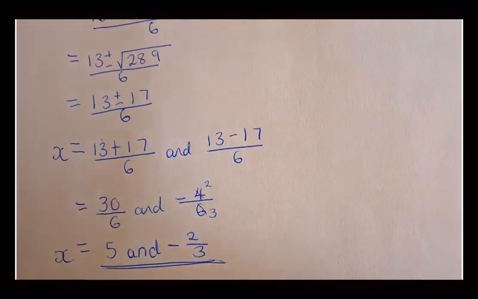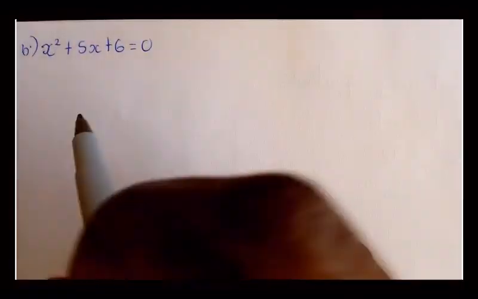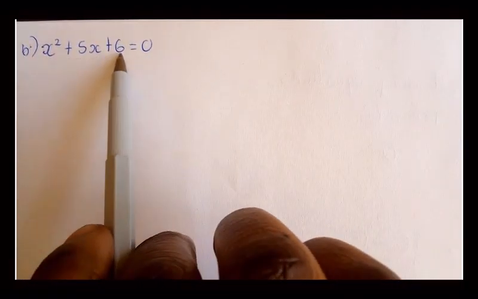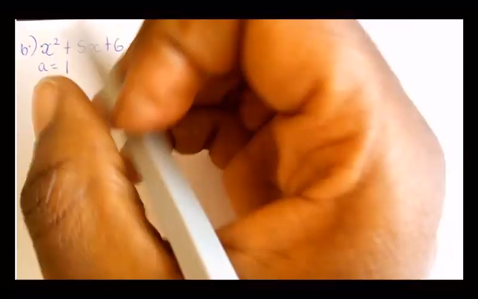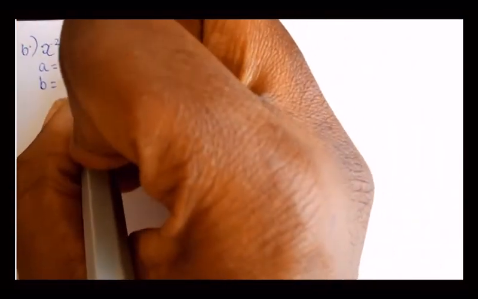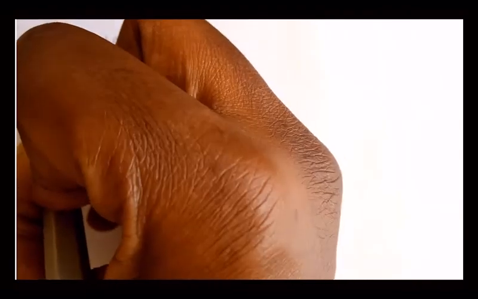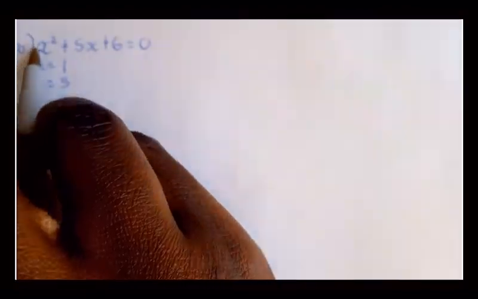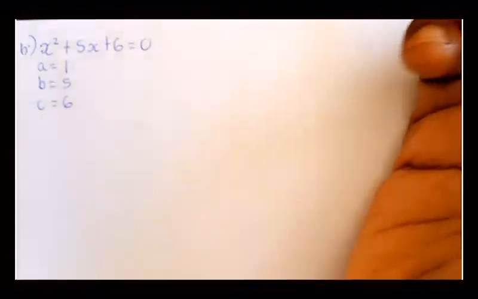Now let us proceed to our second question, part B. For part B, we had to solve x squared plus 5x plus 6 is equal to 0. And in this case, our a is equal to 1. The coefficient of x squared is 1. Our b is equal to 5. And our c is equal to 6. This is a 1, b 5, c 6, right?